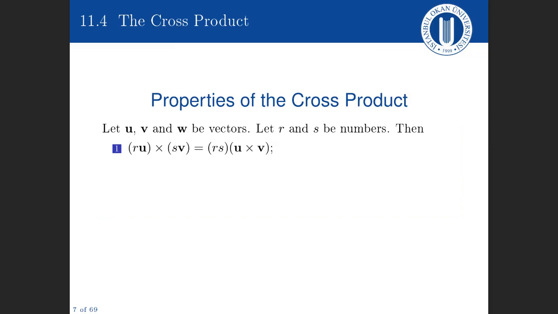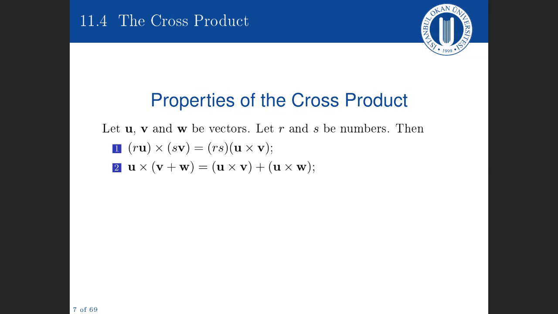Let me quickly run through some properties of the cross product. In these properties, U, V, and W will be vectors, R and S will be numbers. Property 1, RU cross SV is the same as RS times U cross V. If we have two vectors and some numbers, it doesn't matter where we put the numbers in. They can be multiplied by the vectors, or we can factor them out and multiply them at the end. Doesn't matter.